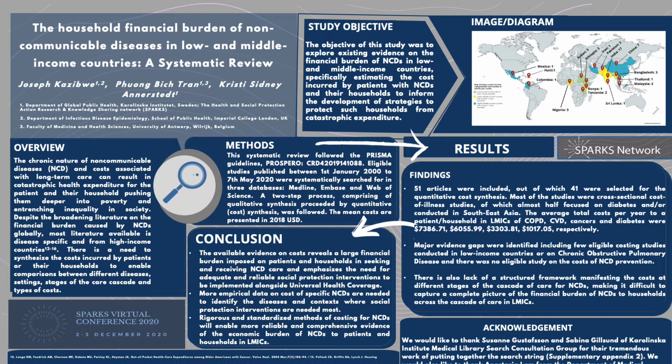This systematic review followed the PRISMA guidelines and was registered with Prospero. Eligible studies published between 1st January 2000 and 7th May 2020 were systematically searched for in three databases including Medline, Embase, and Web of Science. A two-step process comprising qualitative synthesis preceded by quantitative cost synthesis was followed. The mean costs are presented in 2018 US dollars.